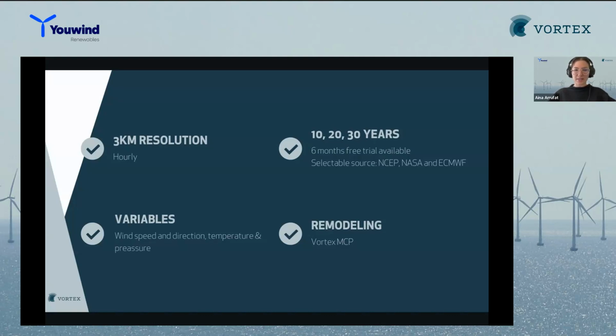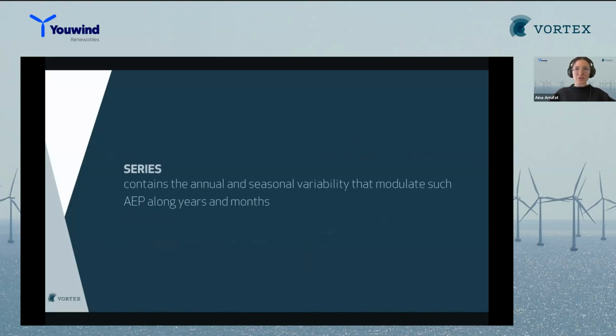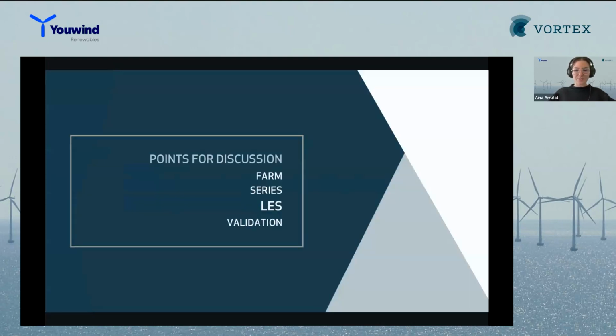Variables included wind speed, direction, temperature, and pressure, and then the remodeling, which is the MCP, the Vortex MCP that can be requested directly also from the interface. And to summarize a little bit more, series contains the annual and seasonal variability that modulates such AEP along years and months. And then let's move to the last product, which is the LES.